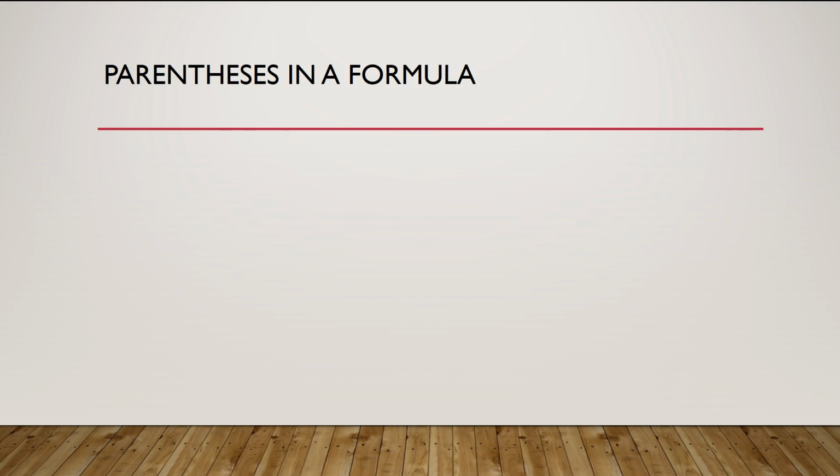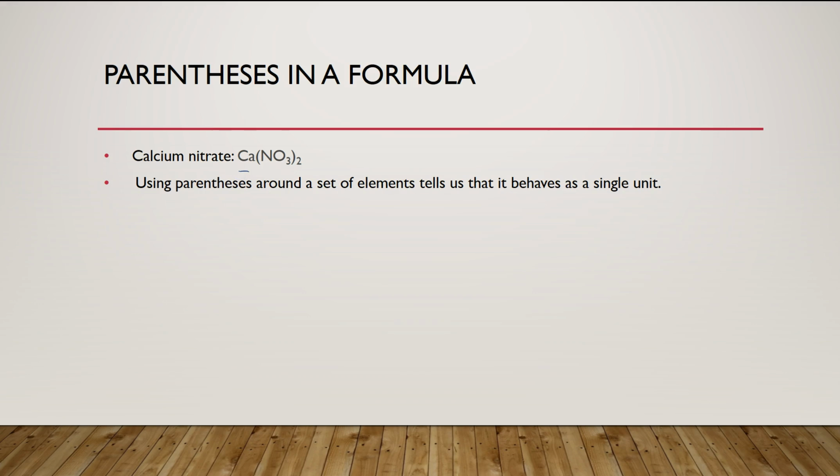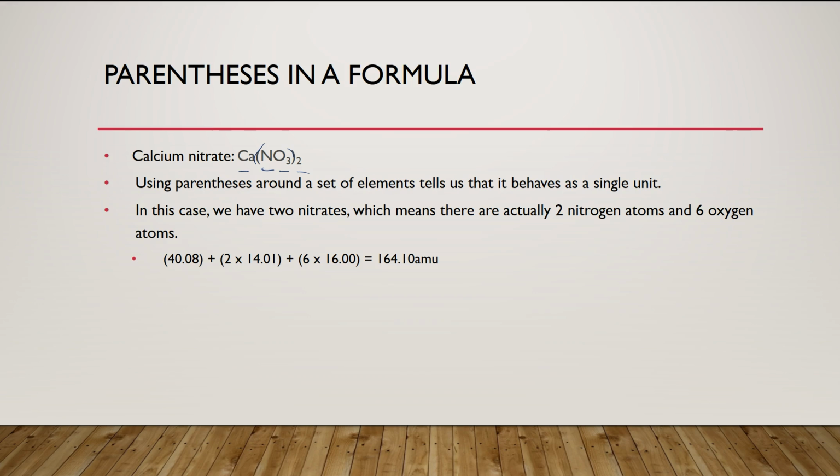Now, when we have parentheses in a formula, that's important because let's take calcium nitrate. So this formula shows 1 calcium, right? Nitrogen, 3 oxygens, and then there's the parentheses with the 2. Putting parentheses around that indicates that I am treating that like a single unit. So when I look at this, I don't have 1 nitrogen and 3 oxygens. In fact, that 2 distributes to the nitrogen and to the 3 oxygens.